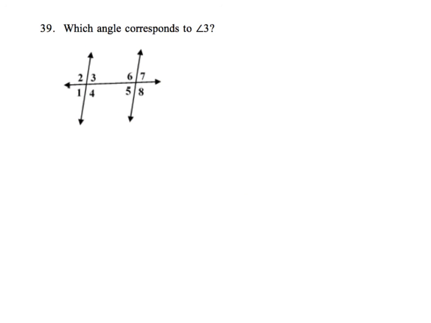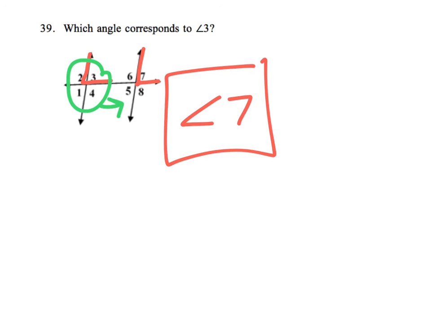And 39 says, which angle corresponds to angle 3? We have angle 3 here. Remember, we want the angle that's in the same spot. So imagine if I moved these 3 over here. Angle 3 would lay right on top of angle 7. So my answer is going to be angle 7 would be my corresponding angle.